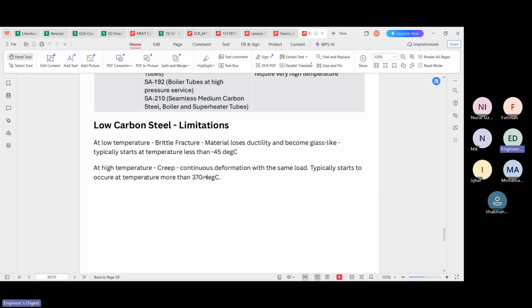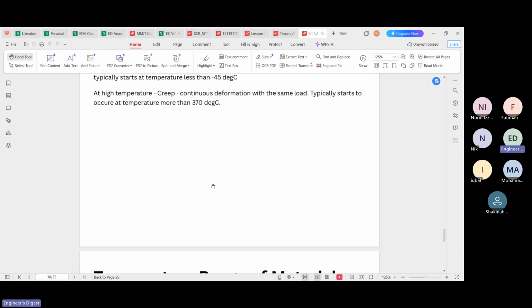Creep is a continuous deformation under the same load. It means that although the load is not increasing, deformation keeps happening with time. Right? It is time dependent. So it typically starts to occur at temperature more than 370 degrees for carbon steel. Okay.